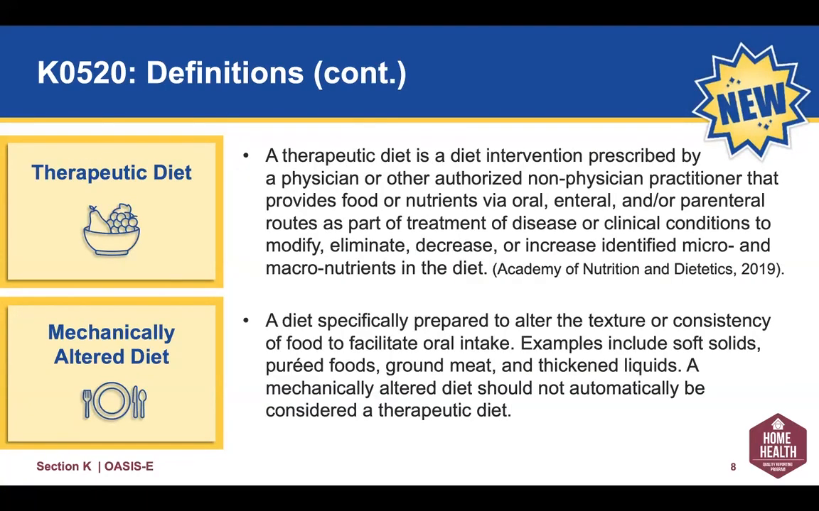And here are a few more definitions to differentiate a therapeutic diet from a mechanically altered diet. A therapeutic diet would be a diet prescribed as part of a treatment for a particular disease or condition, for example, a low sodium diet. And a mechanically altered diet is one that alters the texture or consistency of the food to facilitate oral intake, like pureed foods or thickened liquids.